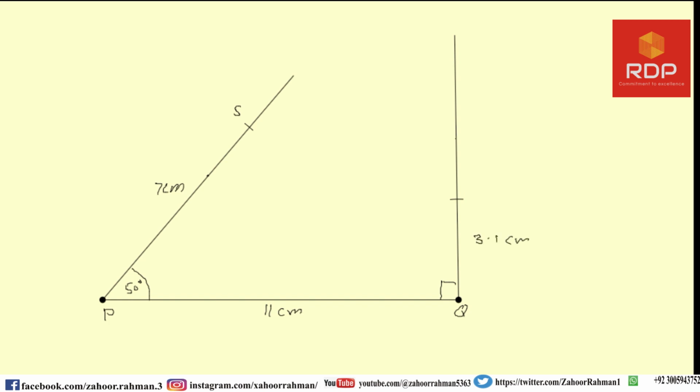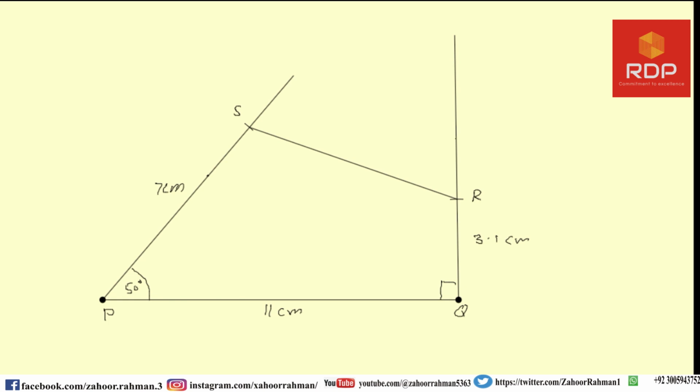Now I have to connect this S line with this, and this will be R point. Let me label it with the R point. So this is the required quadrilateral, and that should be the first priority. Other thing will be solved later on, but first you have to create the quadrilateral.